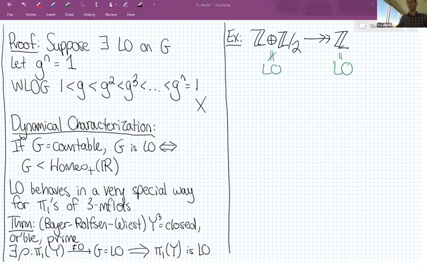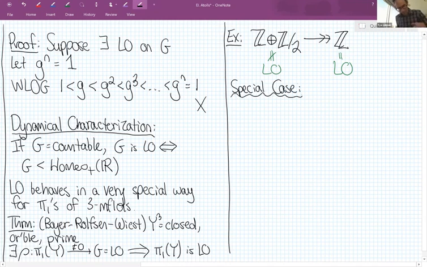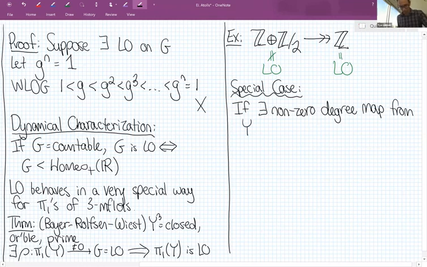Okay. And I want to point out one special case of this. Special case: if there exists a non-zero degree map, let's say from some three manifold Z to Y, some other three manifold. Again, let's say closed, orientable, and prime. And pi1 of Y is left orderable.